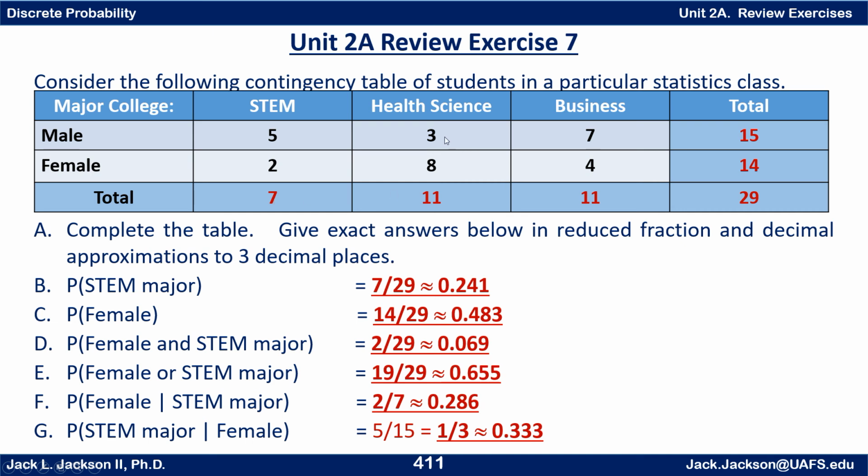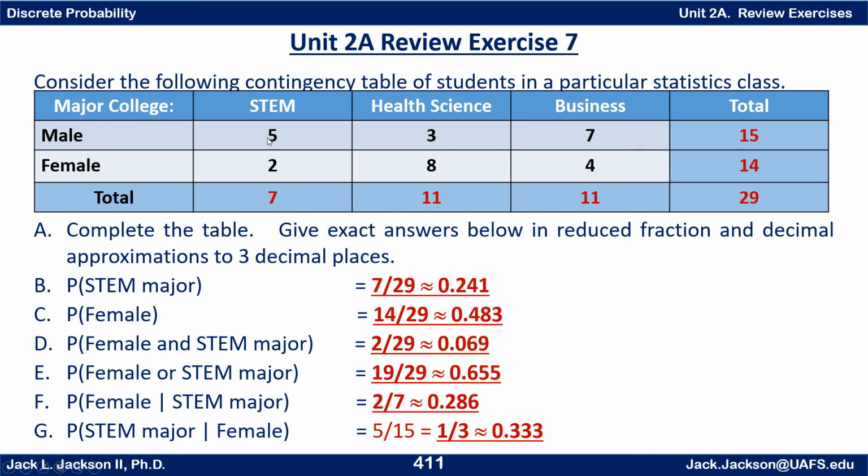Add the column for health science. 3 male and 8 female health science majors makes a total of 11 health science majors. 7 male and 4 female business majors makes 11 business majors. 7 plus 11 plus 11 is 29 total students. So we know the total numbers of each college, each major.